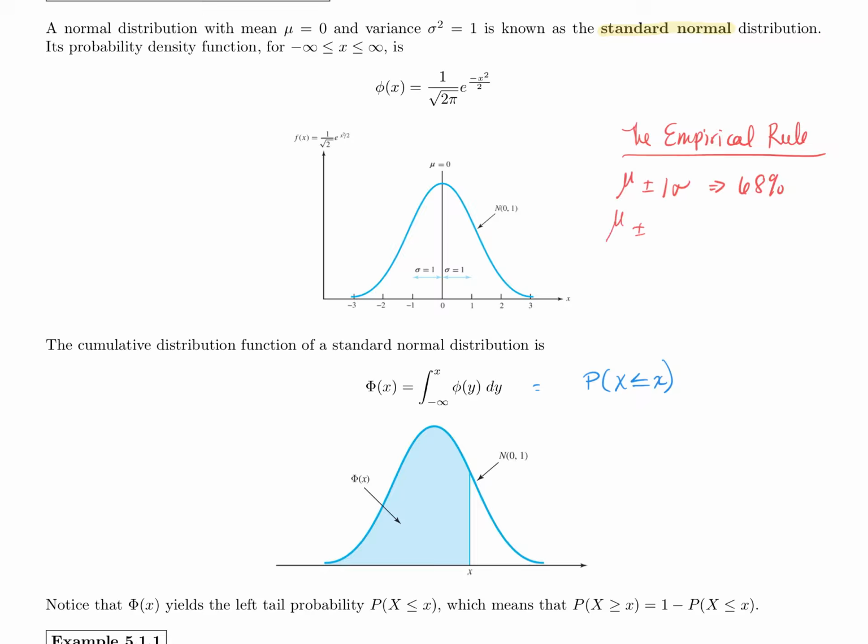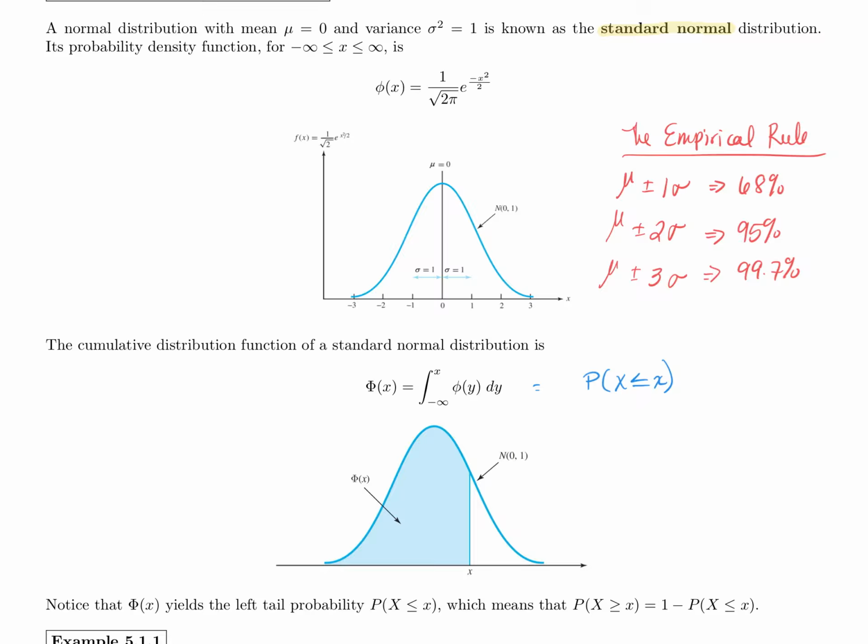Our mean plus or minus 2 standard deviations then covers 95% of our curve, right? 95% of the area under the curve. And our mean plus or minus 3 standard deviations brings us all the way up to 99.7%. So 95% of our data is within 2 standard deviations of the mean, and 99.7% is within 3 standard deviations of the mean.